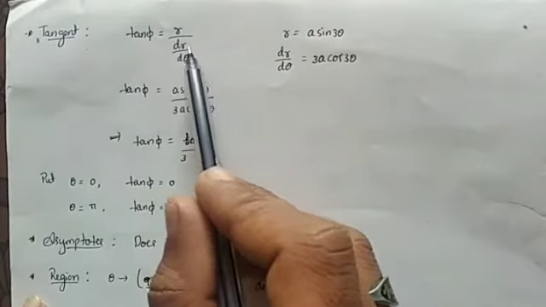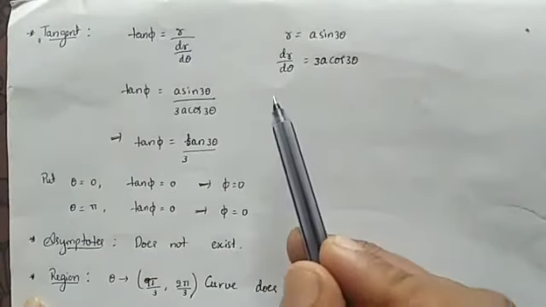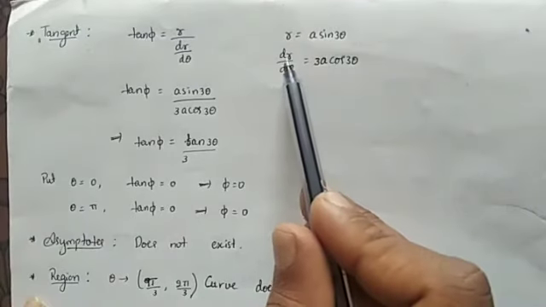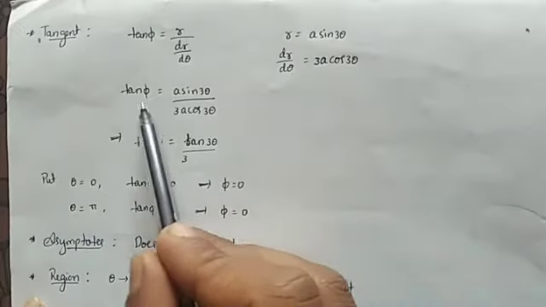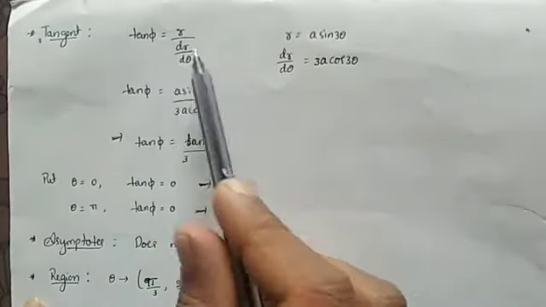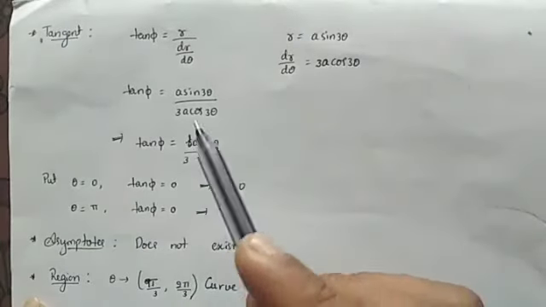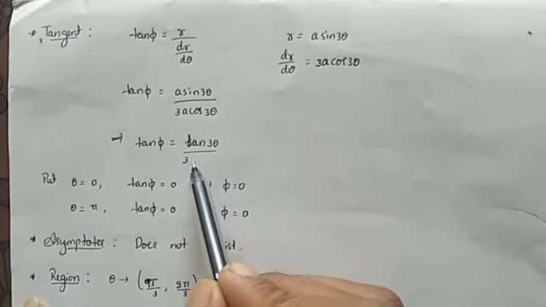The tan psi is equal to r by dr by d theta. R is equal to a sin 3 theta. If we differentiate this, you get dr by d theta which is equal to 3a cos 3 theta. So the tan psi is equal to r, a sin 3 theta, by dr by d theta, 3a cos 3 theta. So the tan psi is equal to tan 3 theta by 3.